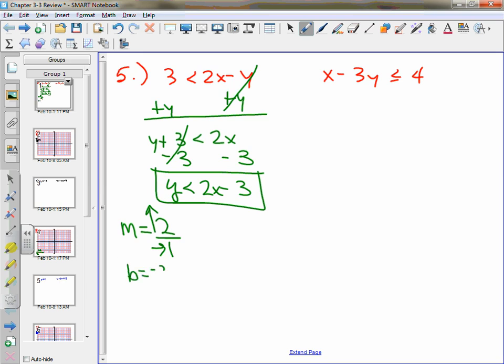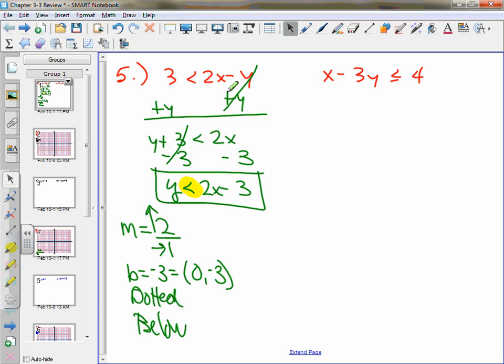My b is -3 to give me the ordered pair 0, -3. Now, is my line supposed to be solid or dotted? It is dotted because it is strictly less than. We see that? Since it's strictly less than, it's the dotted line. And do I shade above or below? I'm going to shade below. So now that I have the left equation done, now I need to focus on the right-hand side.